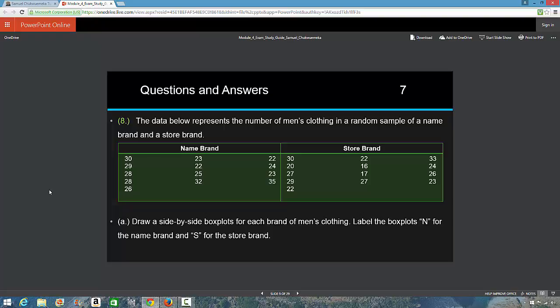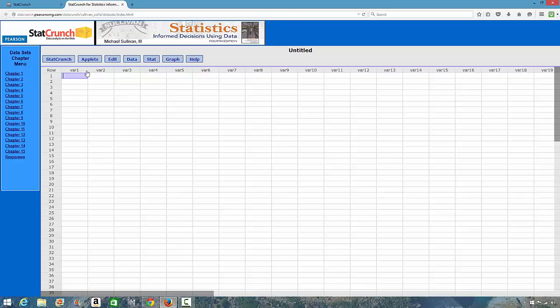Question 8. The data below represents the number of men's clothing in a random sample of a name brand and a store brand. A. Draw side-by-side box plots for each brand of men's clothing. Label the box plots N for name brand and S for the store brand. So we're going to do side-by-side box plots, and this is how you do it. I go to my StatCrunch. I will put N here for the name brand, and S here for the store brand.